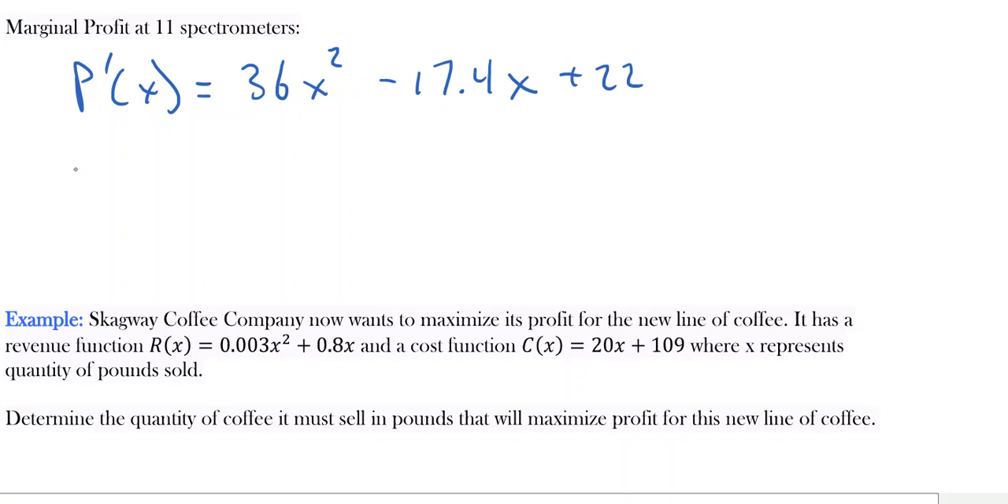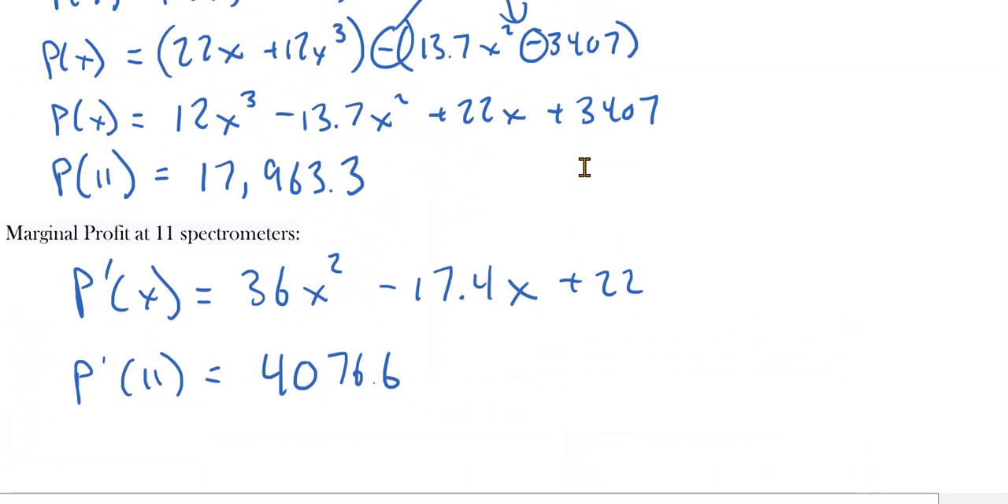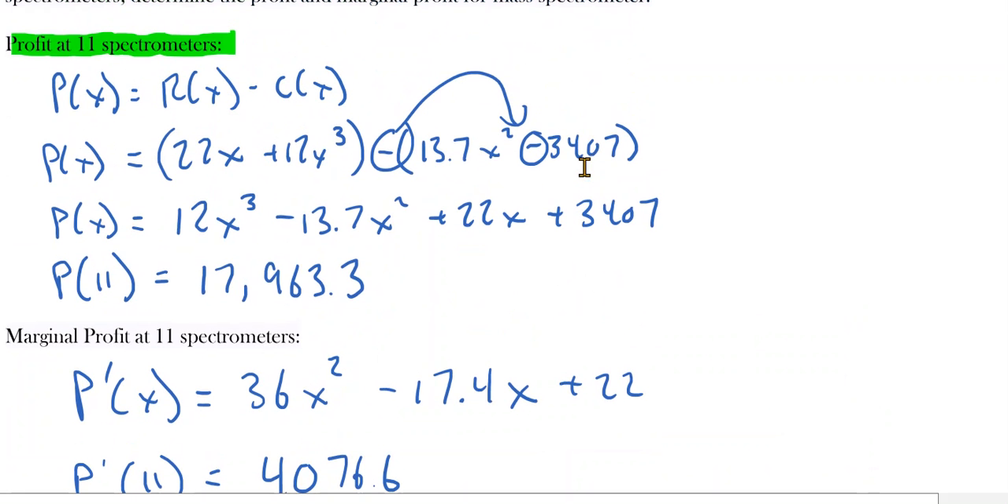And then to find the marginal profit at 11, we simply evaluate this in Desmos at 11, and we would end up with 4,076.6. That means when 11 spectrometers are sold and you sell one more, that would be the 12th one, the additional profit would be $4,076.60. All right, so that is marginal profit and profit.